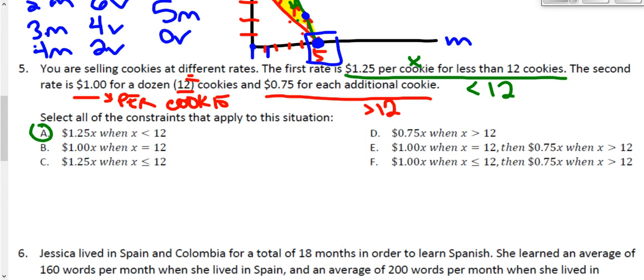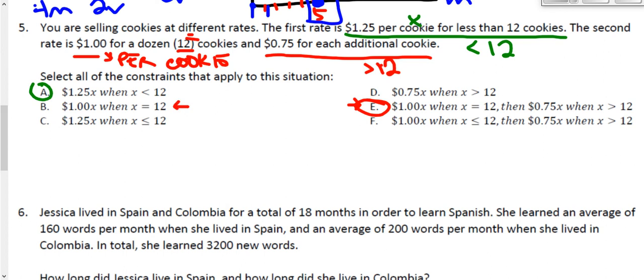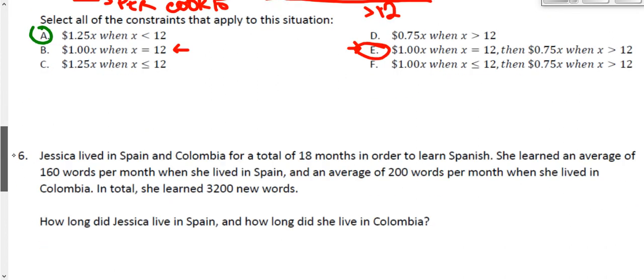So this is one scenario, so we're looking for one sentence to explain both of these things. So we're looking for $1 times X when X equals 12. We have one of those right here. And 75 cents per X when X is greater than 12, which is exactly what's happening. So E is the other correct one. Technically, B has part of the correct answer, but it doesn't explain what happens for the additional cookies. So E is more correct than B is.